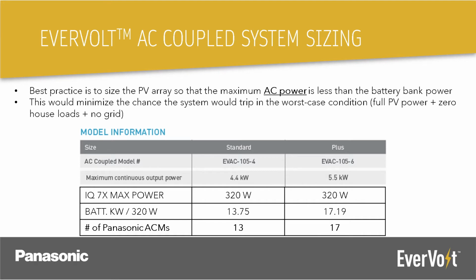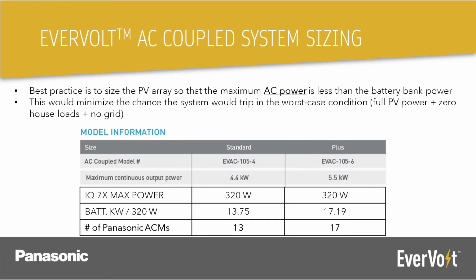So by doing the math of the 4,400 watts divided by the 320 watts, you'll see that we come out with 13.75 IQ7X microinverters, rounding down to give a total number of Panasonic AC micro modules of 13. Similarly with the Plus system, the math using the 5,500 watts divided by the 320 watts of the IQ7X, we come out to a total recommended system size of 17 Panasonic AC modules.